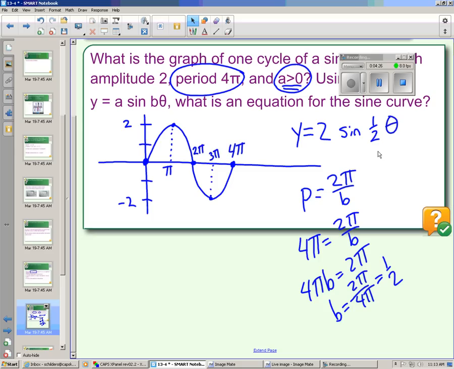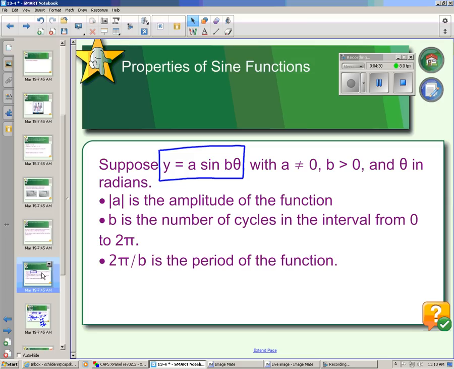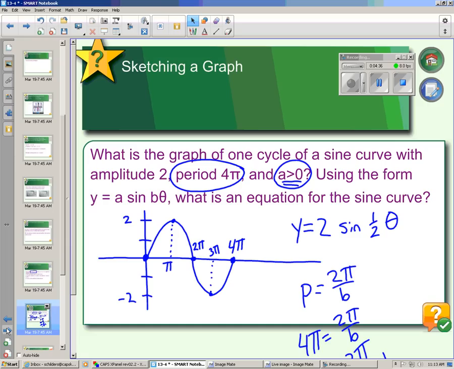If we go back to the previous page, it tells us here b is the number of cycles in the interval from 0 to 2 pi. So looking at the graph, in this interval from 0 to 2 pi, we have half a cycle, just up and down. A complete cycle is when you go up, down, and then back up.